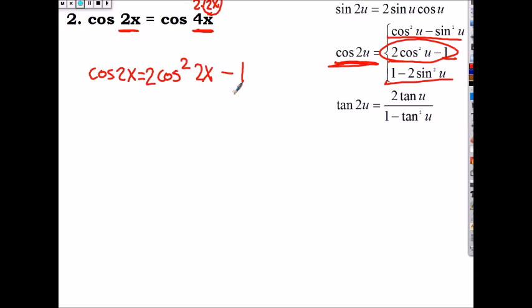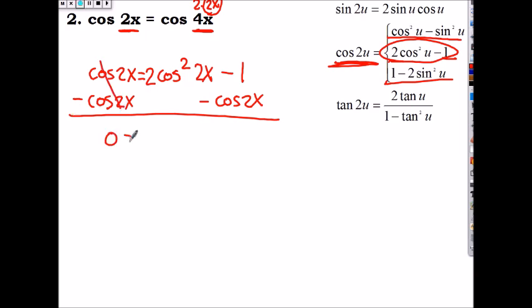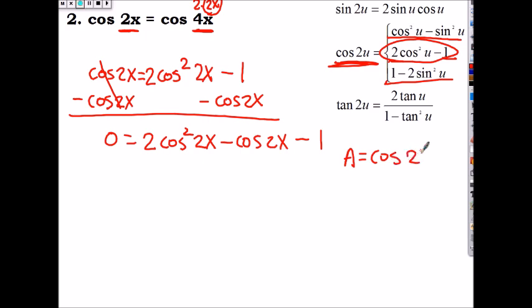So it's always easy to keep the highest power square positive. So I'm going to move cosine of 2x to the other side so I can keep the positive for the cosine squared of 2x. So here 0 equals 2 cosine squared of 2x, and then I'll put the cosine of 2x, the next highest power, and a constant at the end. So here, if you said a equals cosine of 2x, you can rewrite this as 2 times a squared minus a minus 1.